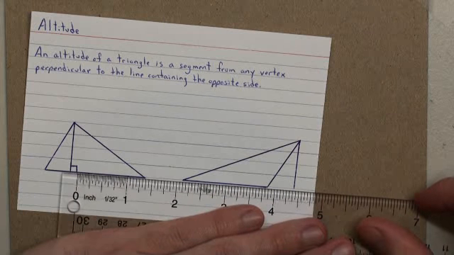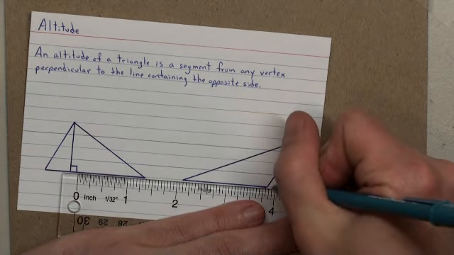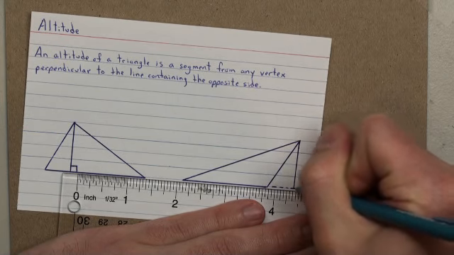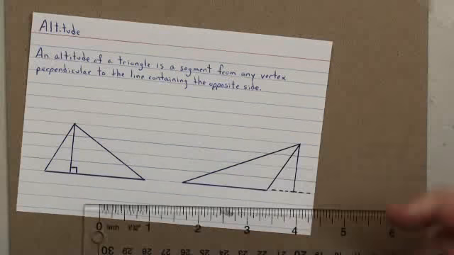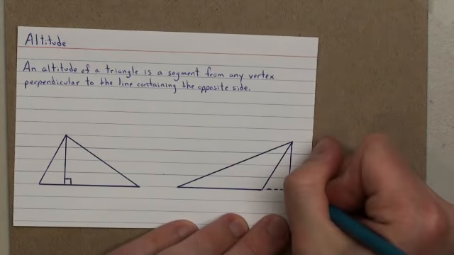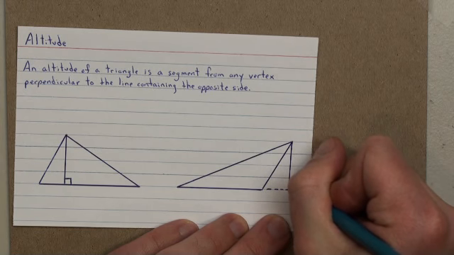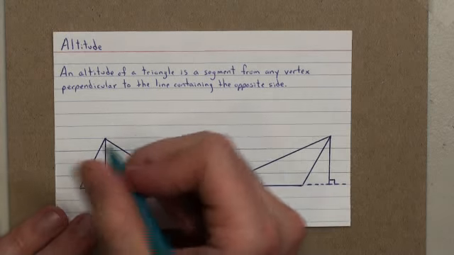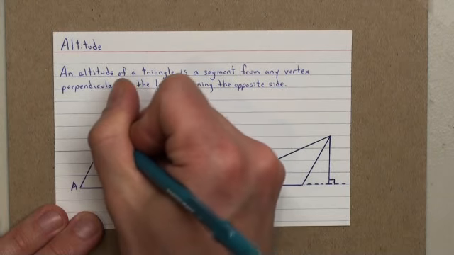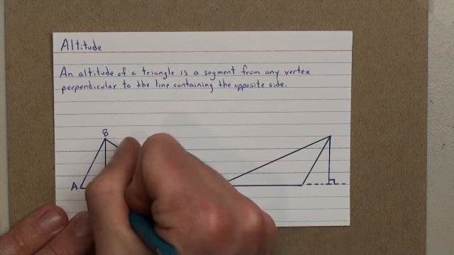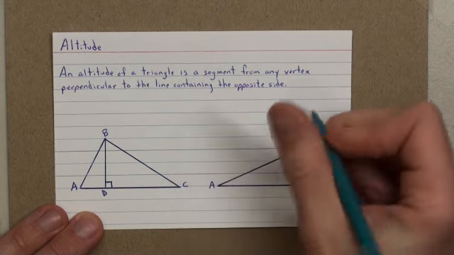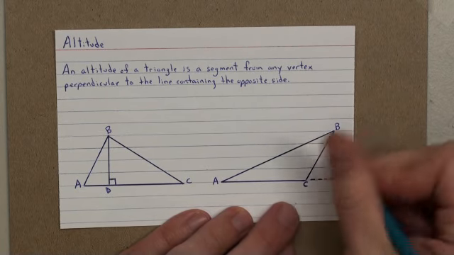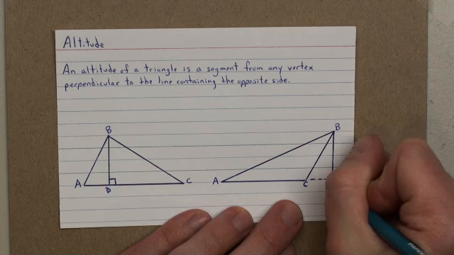Right? And usually what they do is they draw a dotted line like that, and they show this as 90 degrees. Okay? So let's label this triangle A, B, C, D, and let's label this one A, B, C, D.